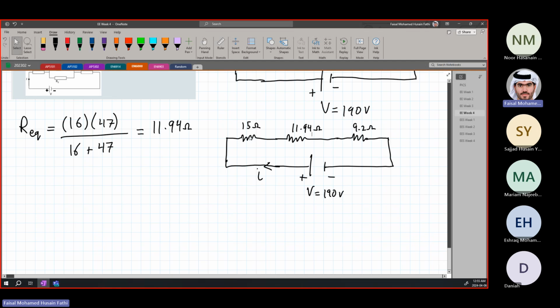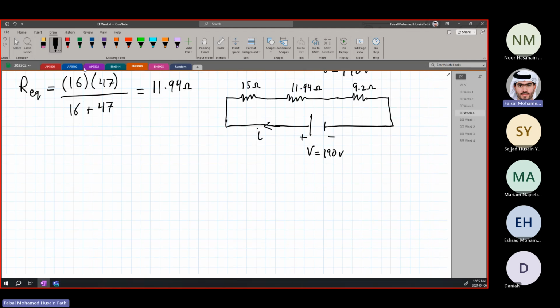Now, these three resistors, what are they? Are they in parallel or in series? These three together. They're right next to each other, so they are in series, exactly. So now if we want to find R total, it's going to be equal to R1, which is 15, plus R2, the equivalent resistance, 11.94, plus R3, which is 9.2. So R total is equal to 15 plus 11.94 plus 9.2, which is 36.14 ohms. All right.